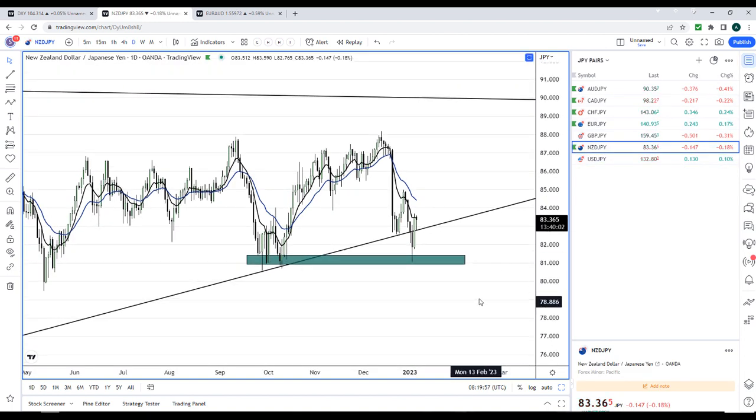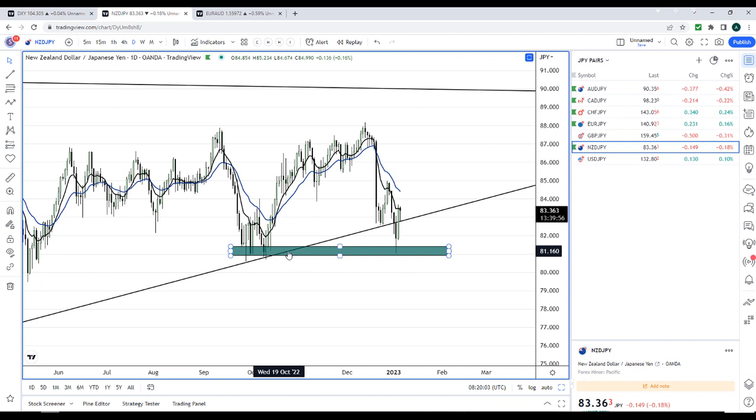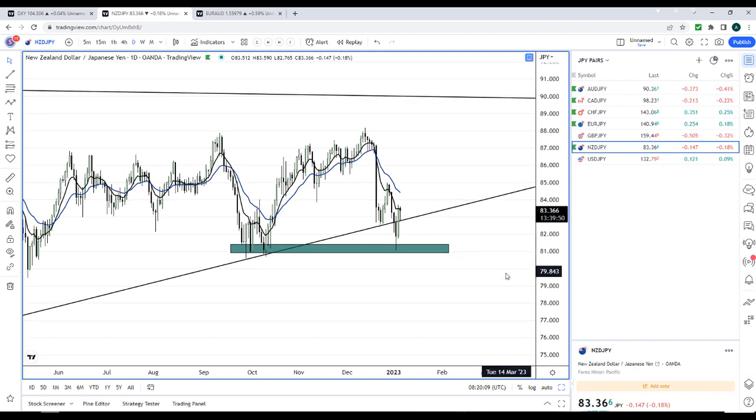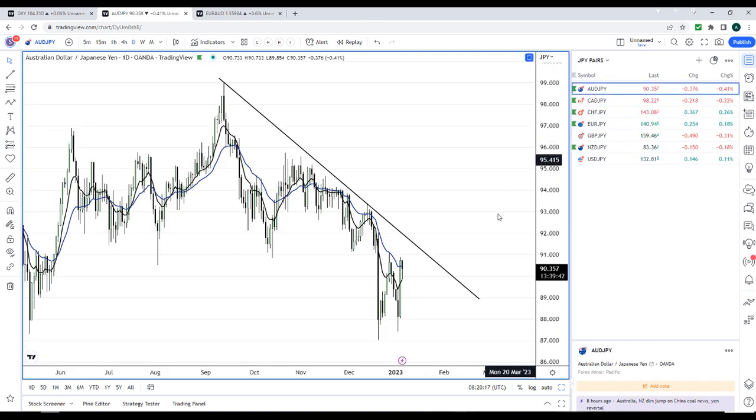We've had moving averages cross over. Now Kiwi yen, I should say, has come into support here, and we've found buyers come in. So that is very, very interesting to know. If you were to look to sell Kiwi yen, you've got to be aware of this support level here at 81.